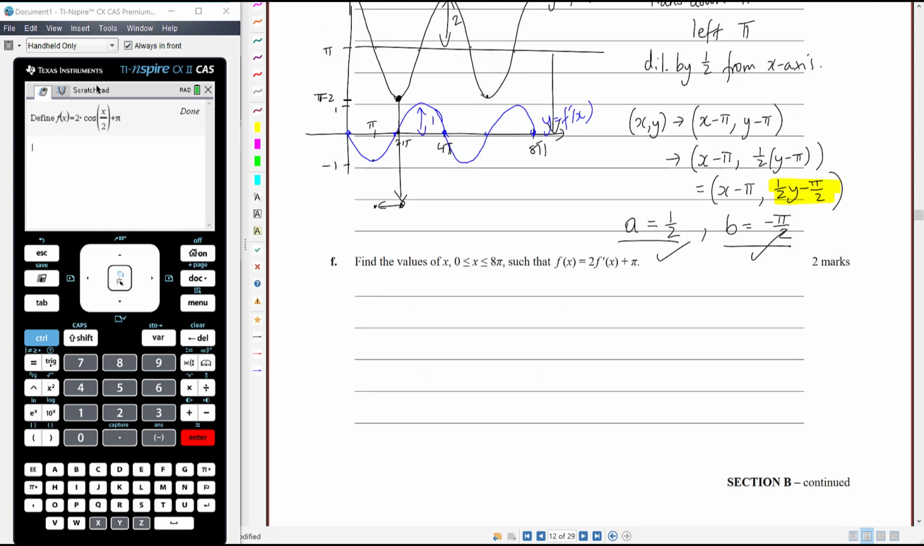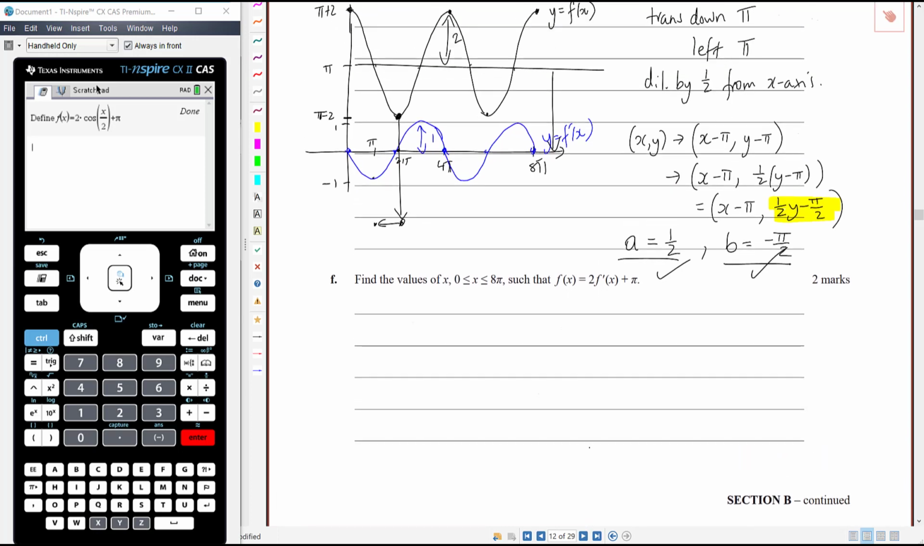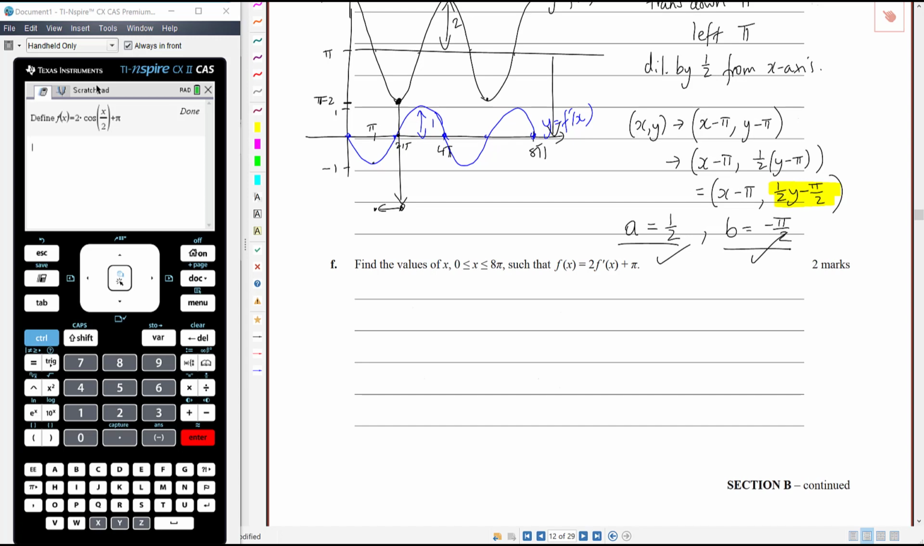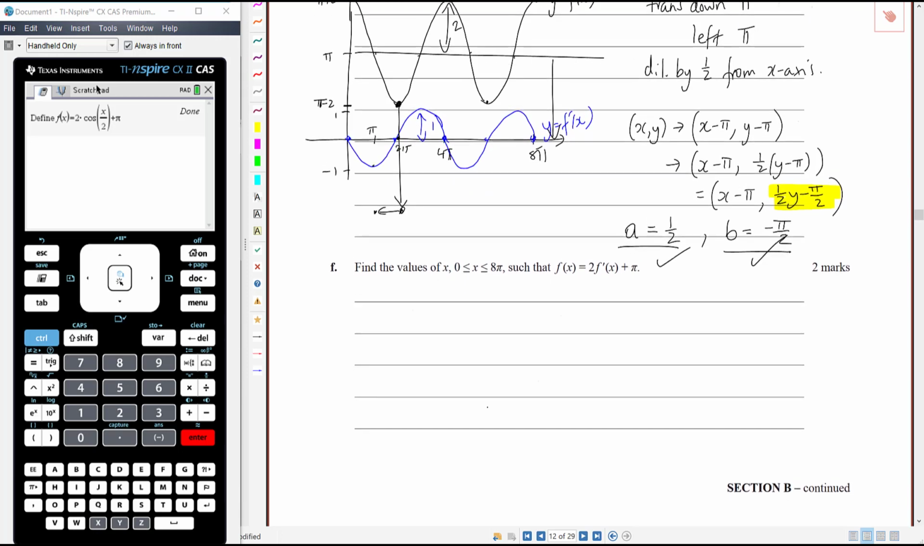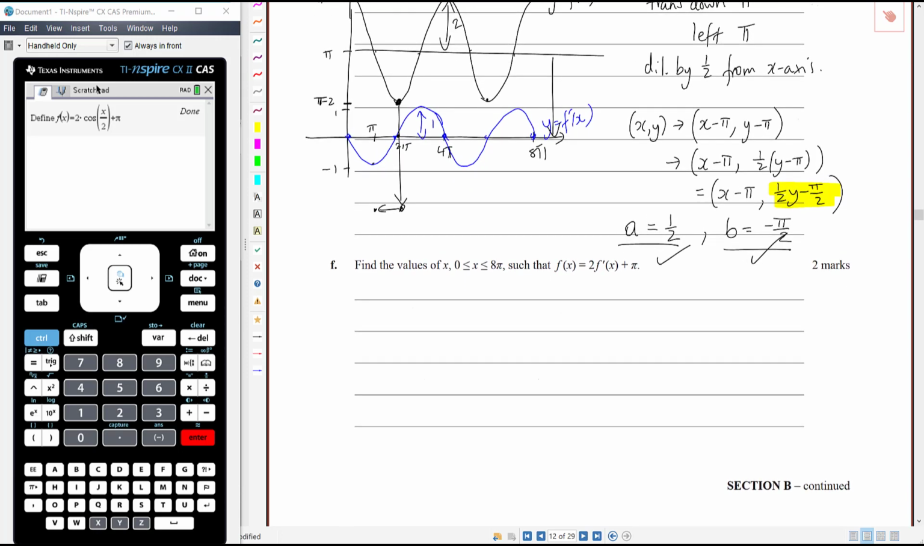Okay, so part F, and apologies if things have jumped around a little here and the CAS has changed. I had paused the video and then I worked the next full question and realised I wasn't recording. So I've erased it all and I'm back to here, but I've had to redefine f of x for this question in my CAS because I just need it to do this last part. So we want to find the values of x, where x is between 0 and 8 pi, such that f of x is equal to 2 times f dash of x plus pi.